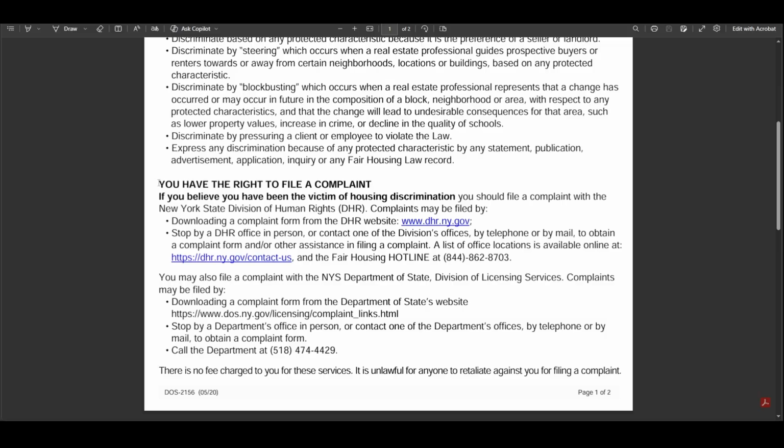The person does have the right to file a complaint. If you believe you have been the victim of housing discrimination, you should file a complaint with the New York State Division of Human Rights. We have a website here where you can download the complaint, stop by a DHR office in person, or contact one of the division's offices. Here in this link, your client can download a list of available locations.